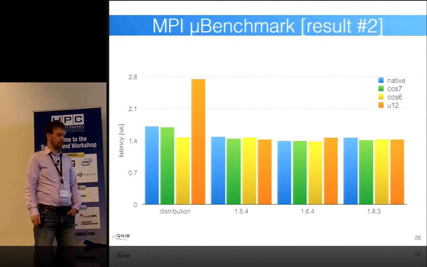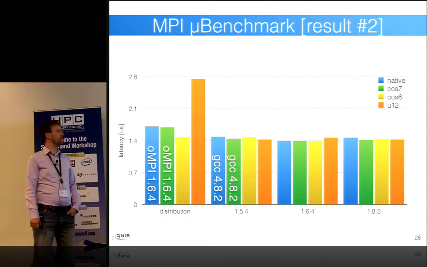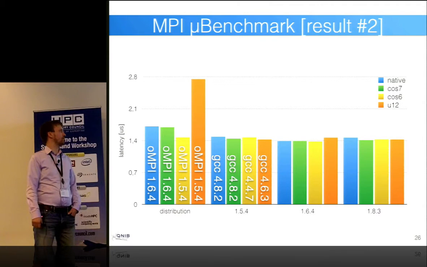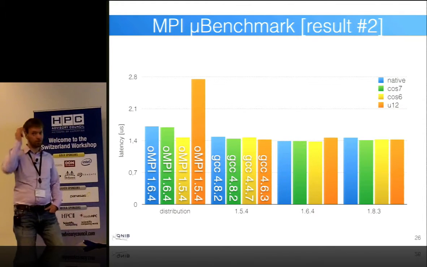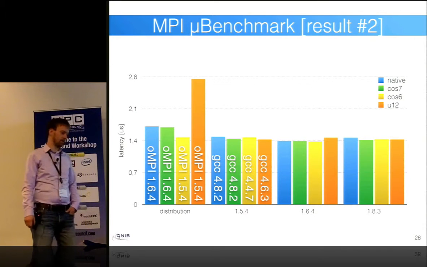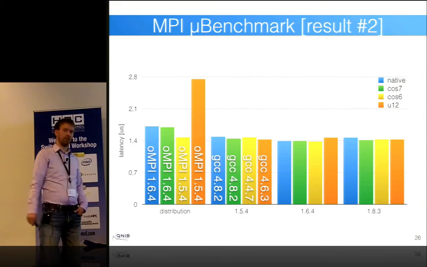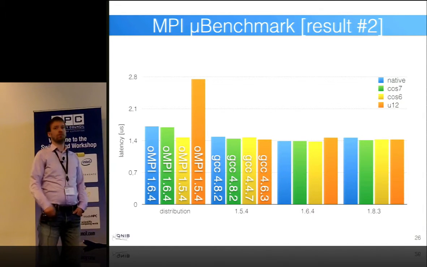In a broader overview over multiple MPI versions, the left-hand side is the distribution's MPI version, which in the case of CentOS 7 is 1.6.4, and in the case of the other two it's 1.5.4. One can see that in the distribution, as shown on the slide before, CentOS 6 was faster than all the others. And when I compiled OpenMPI myself, with a very basic configuration, I think I just did configure and not much more, it levels out through the different versions.